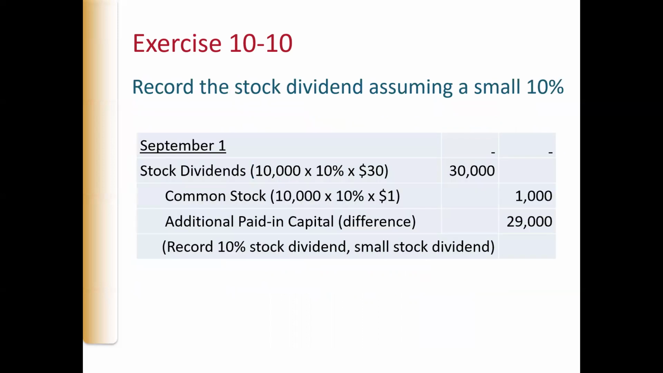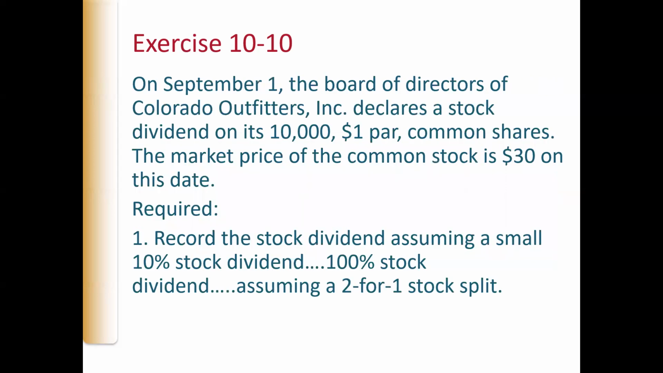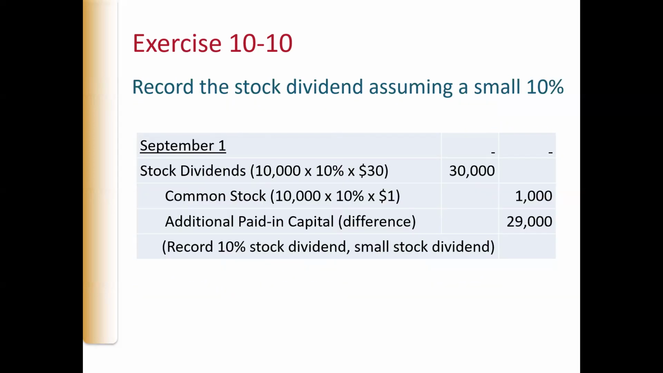So if we are doing a 10% stock dividend, we'll basically take 10,000 shares times 10% times $30. Excuse me, the market value, I'm sorry, is $30 on this date. So that will be our debit to the stock dividend. We will credit the common stock for just the par value. But then the additional paid-in capital is everything that the market value is above the par value when we record this transaction.